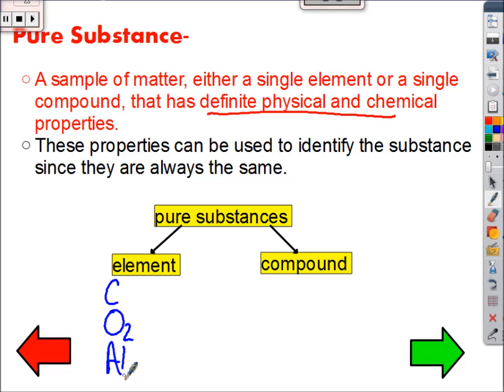Compounds, again, have definite properties, but they are a combination of different elements. CO2 is carbon dioxide. It has certain properties. It's always a gas at room temperature. You can freeze it and make dry ice at very, very cold temperatures. H2O is a pure substance. This is water. H2O2 is a different substance. It's still a pure substance, but that's hydrogen peroxide because it's a different formula, a different compound. It has different properties then.